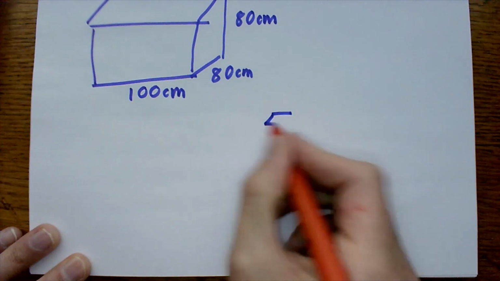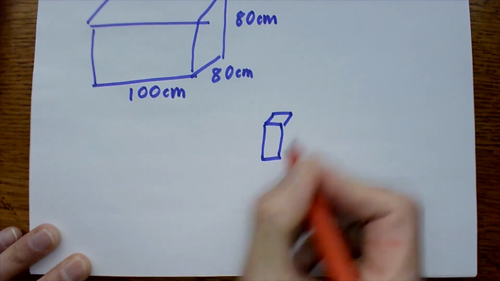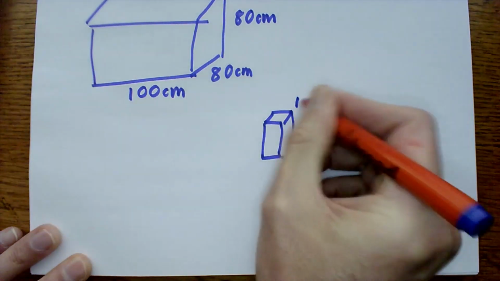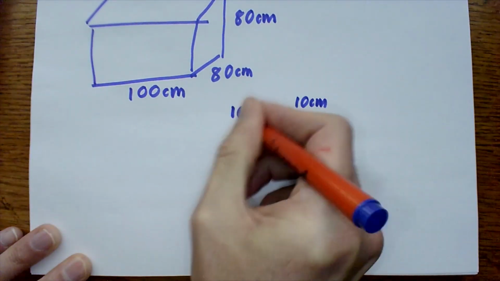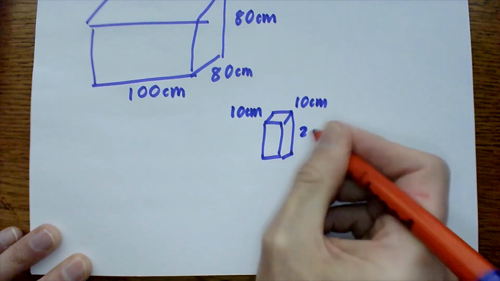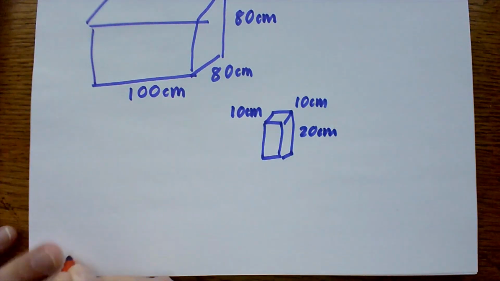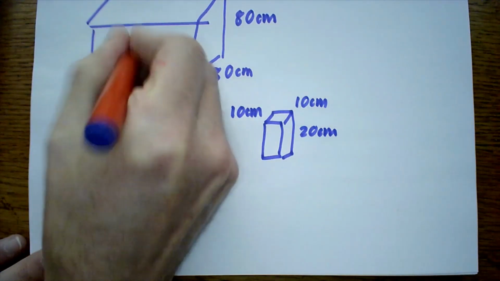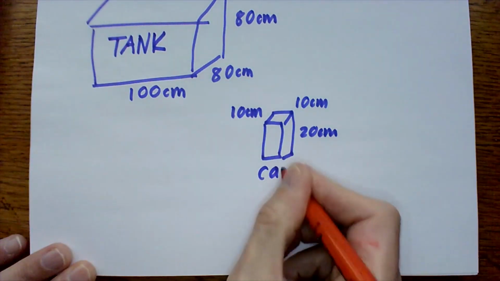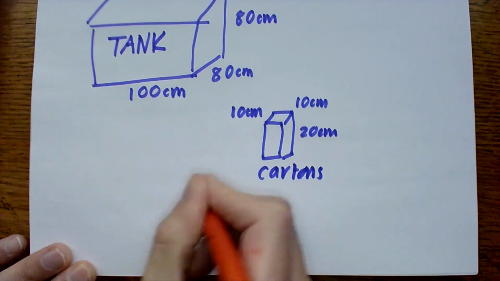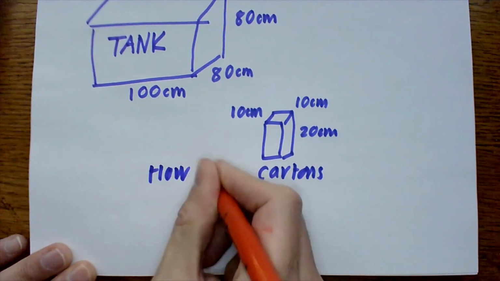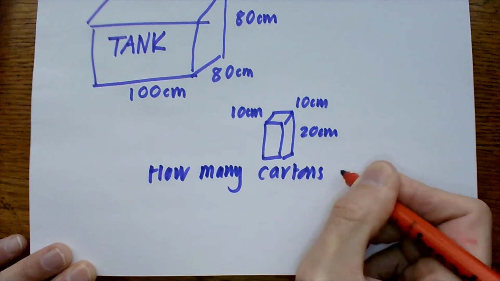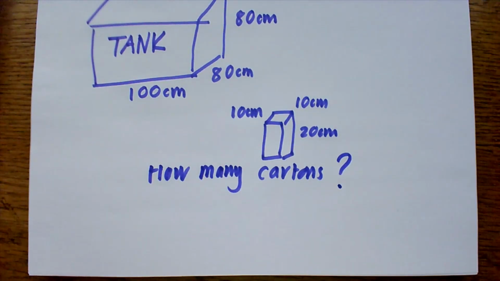And the cartons are obviously much smaller. So the cartons we're going to fill are 10 centimeters by 10 centimeters by 20 centimeters. So your challenge is how many of the cartons can be filled. How many cartons can be filled from that tank of milk? Okay, hopefully you've got your answer now. Let's see if we get the same answer.